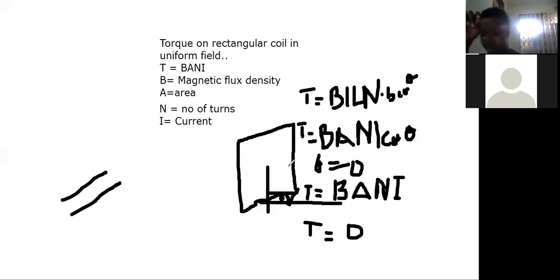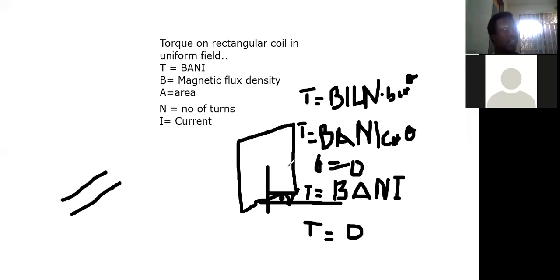Now, the torque on the coil, T, is given by T is equal to NAB, which is the number of turns of the coil by the cross-sectional area, by the magnetic field, in other words the magnetic flux density B, and the current I. So considering the operation of the galvanometer, the torque is given by T is equal to NAB, or BANI, which is the same thing, just a rearrangement.